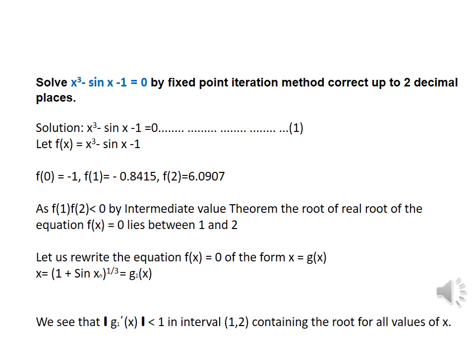Now rewrite the equation in the form x equal to g of x, and then find g dash of x. Here clearly mod g dash of x is less than 1 between 1 and 2. So we can say that we have a real root between these two values.